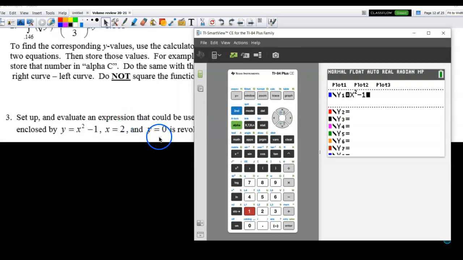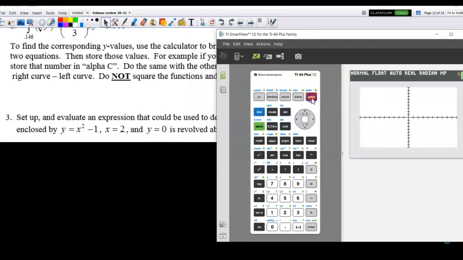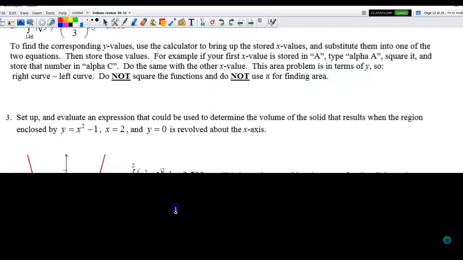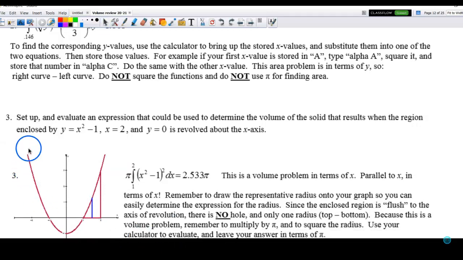our calculator, and y equals 0 is the x-axis. So I'm just going to hit graph. I should have hit zoom 6. And then on my paper, I will draw the rest of what this thing is supposed to look like. So there's my parabola, x squared minus 1. There's x equal to 2, and here's y equal to 0. So it's not a triangle, but it's sort of triangular.